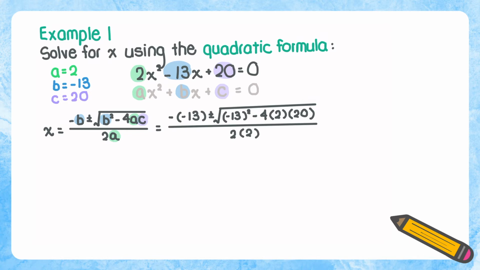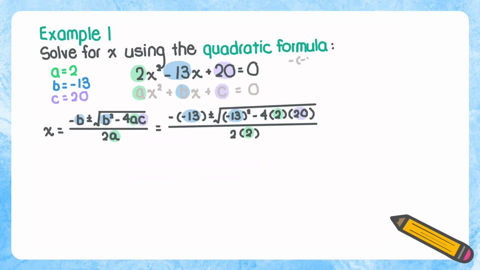Especially when I have negatives, sometimes I forget to write it down, so I make sure to go back and make sure I write down the formula correctly. So here our a value is 2, b is negative 13, and c is 20. And from here, I'm going to start simplifying.